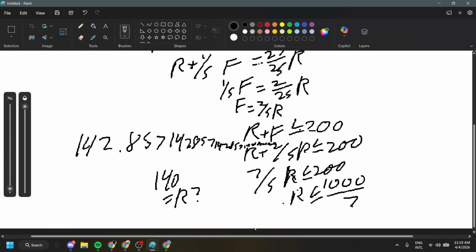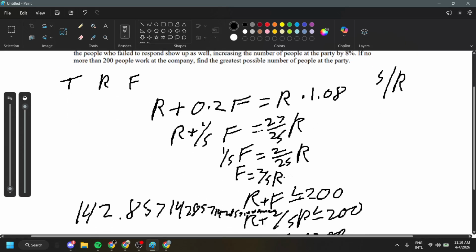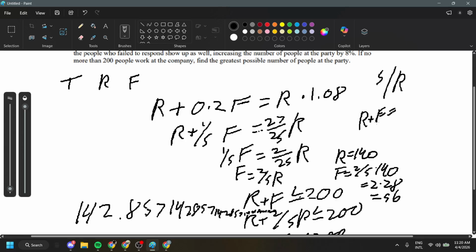Okay. So if 140 is equal to R, then F is equal to 2/5 times 140, which is equal to 2 times 28, which is equal to 56. So R plus F is equal to 196, which is in fact less than 200.